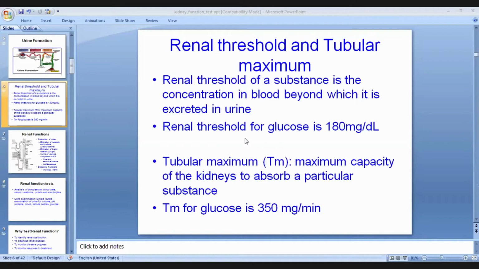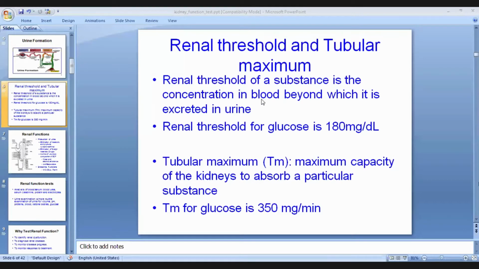Another term is tubular maximum, TM: the maximum capacity of the kidney to reabsorb a particular substance. TM for glucose is 350 mg per minute. Right? In 1 minute, about 350 mg of glucose can be reabsorbed from the tubular part. That refers to tubular maximum. So these two terms, you have to know the definitions. Threshold value: the threshold of a substance is the concentration in blood.